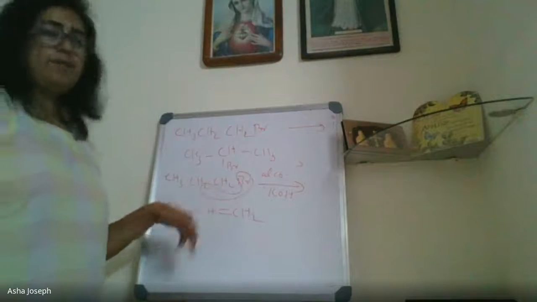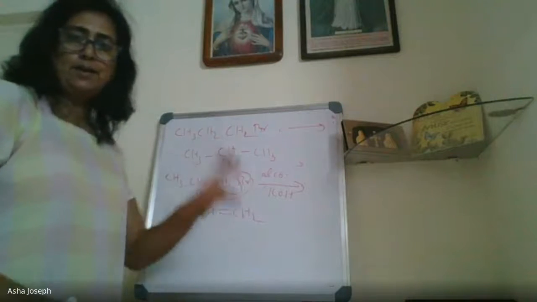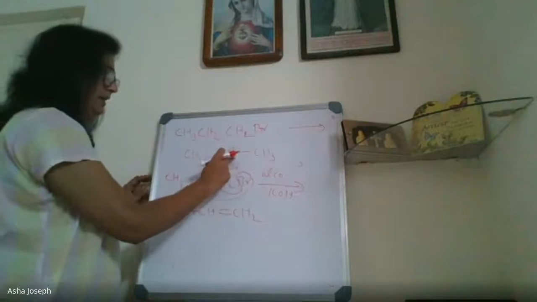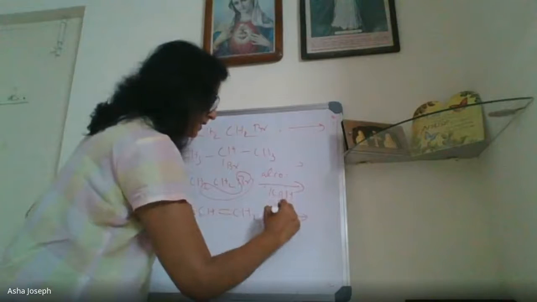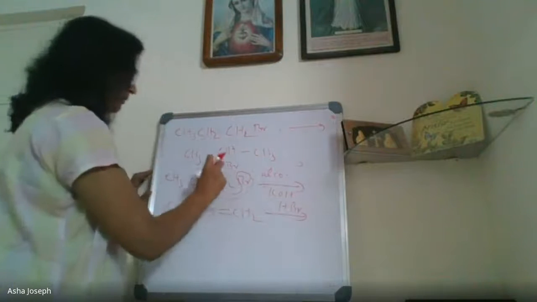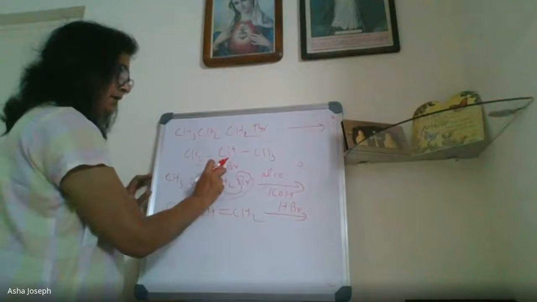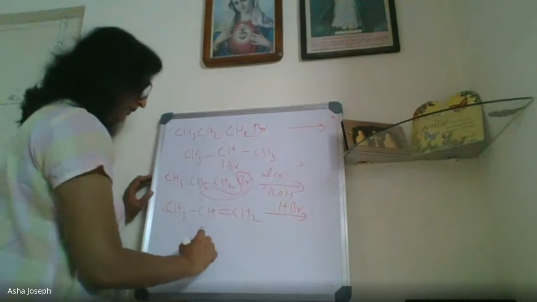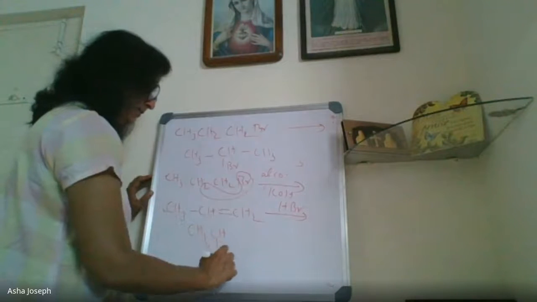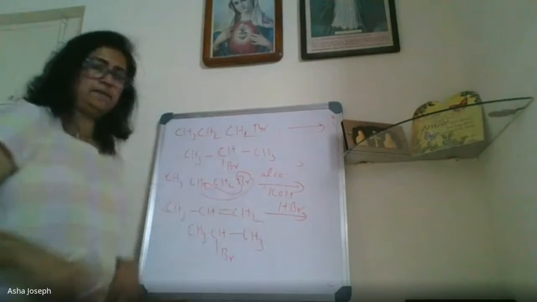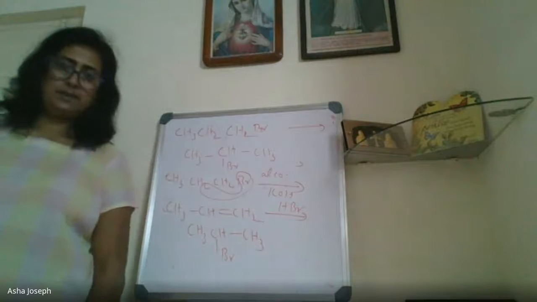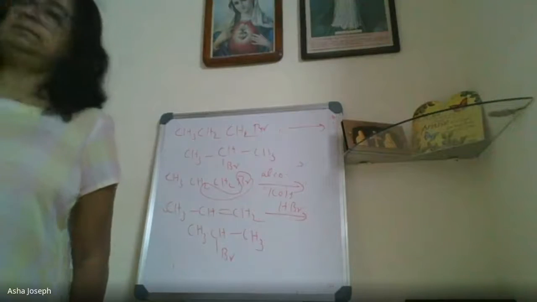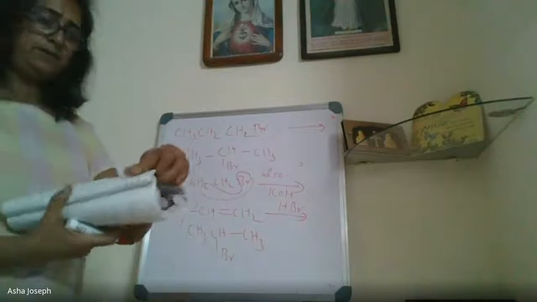Now we will add HBr. Remove HBr, then add. So here it is Markovnikov addition, isn't it? Because Br is coming here. So Markovnikov addition, CH3 CHBr CH3. Clear? Is it okay, Anand? Yes, ma'am. So all of you write it down.